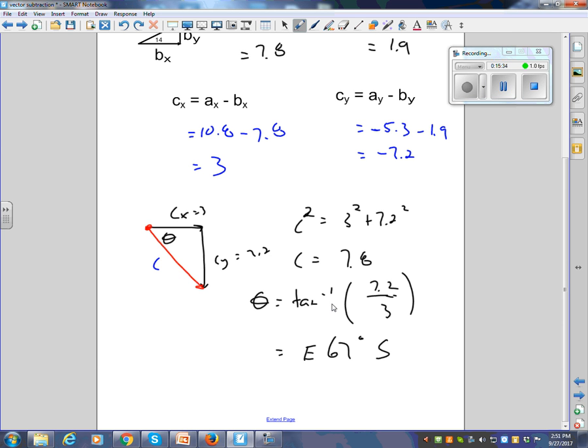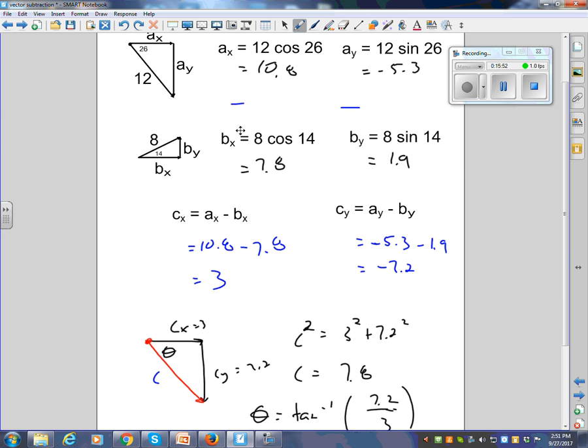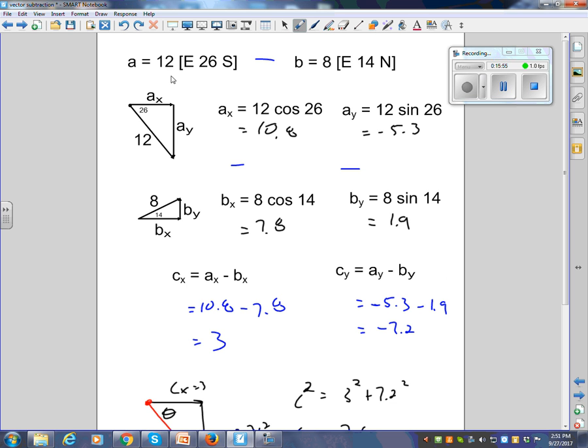7.8. It should be 7.8 centimeters. Well, whatever unit it is. This is just a generic question. If it was meters, then it would be meters. If it's kilometers per hour, it's kilometers per hour.